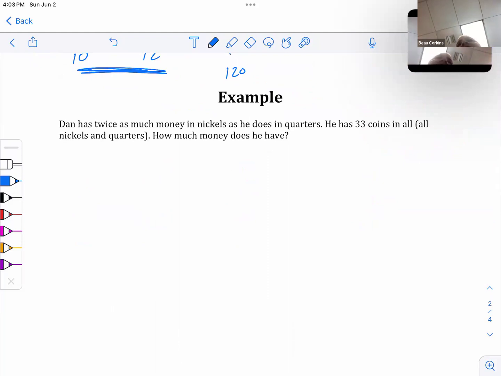All right, Dan has twice as much money in nickels as he does in quarters. He has 33 coins in all, nickels and quarters. How much money does he have?